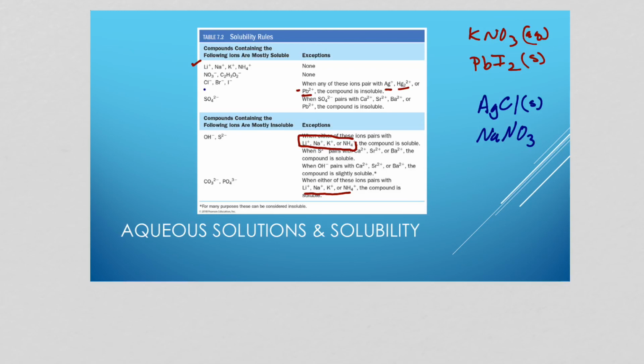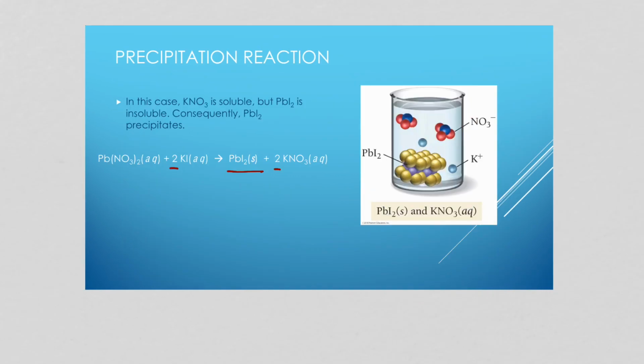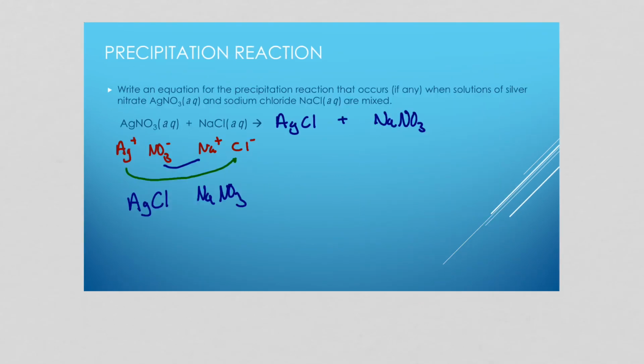Now, we have to always check because they could be two precipitates. So we have sodium nitrate, but the more you do this, you realize, oh, it's sodium. Anything with sodium is going to be soluble. So now we have our results here, and the silver chloride is our precipitate. The sodium nitrate stays aqueous, and so now we have our reaction.